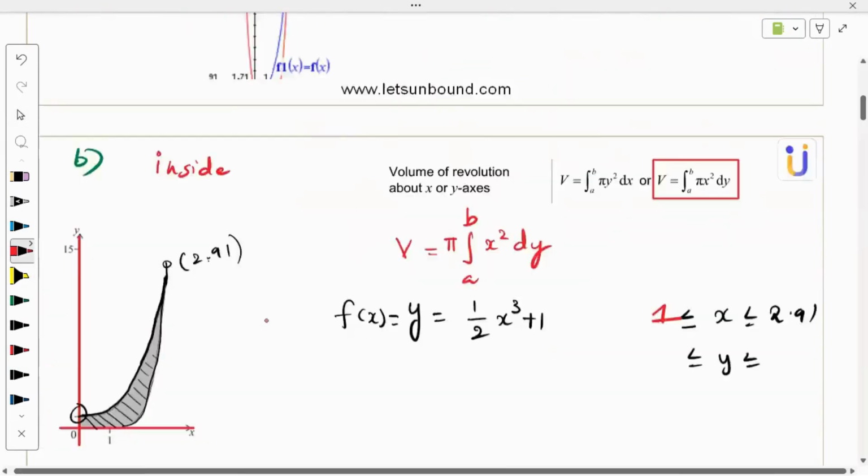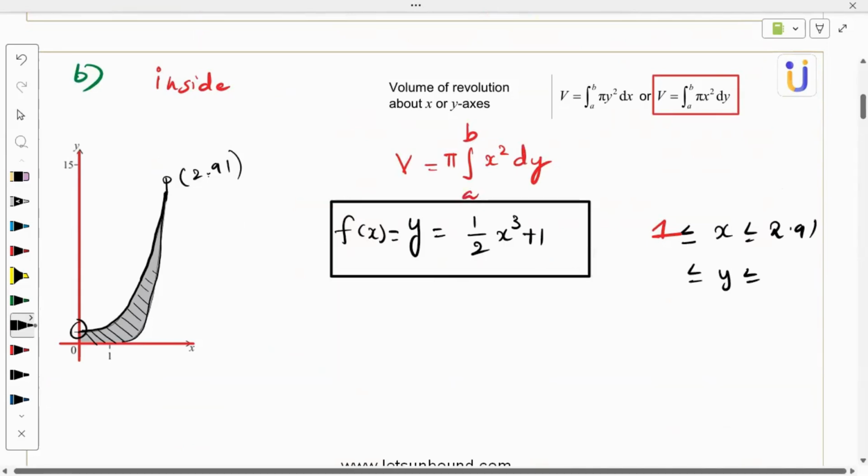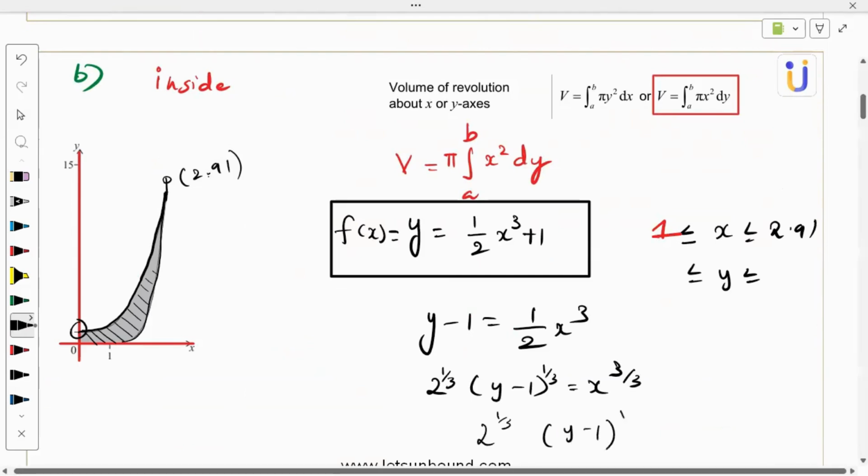So we got this, but why do we need to solve for it? Let's get it from the graph as of now. Now let's simplify this. Take the 1 over there: y minus 1 is equal to half x cubed. Shift the 1 by 2, so 2 times y minus 1 equals x cubed. I need x squared, so take the cube root on both sides: 2 power 1 by 3, y minus 1 whole power 1 by 3 equals x. I want x squared, so square it on both sides. So this is your x squared.